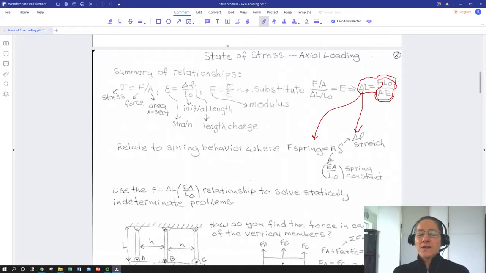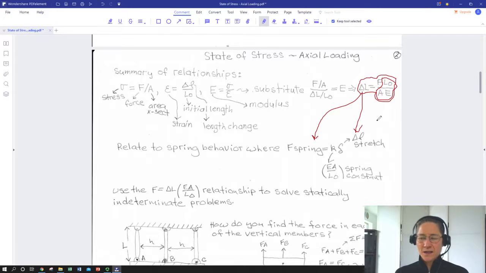So we can use the fact that modulus, initial area, and initial length are usually given in a problem. We can look up a modulus if we know the material. Now we know the force if we know something about how much that material stretched. So we can use that as an additional relationship to solve statically indeterminate problems if we can somehow get an expression for that stretch.